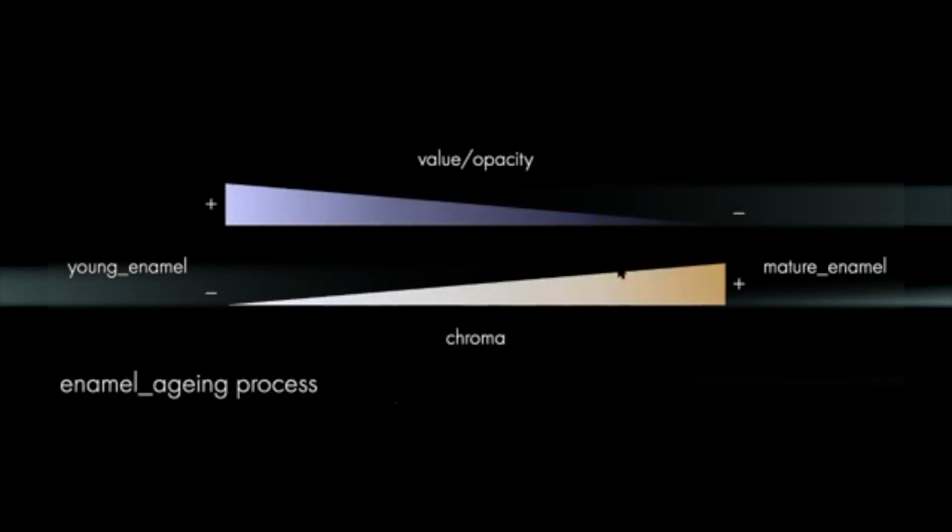Young enamel is very opaque, very whitish, while mature enamel is becoming more transparent and more chromatic. The chroma is more minimal in the enamel. We can reduce it also by bleaching, but the opacity, the content of mineral, we cannot change. So that will always be the same. So it's important to understand that.